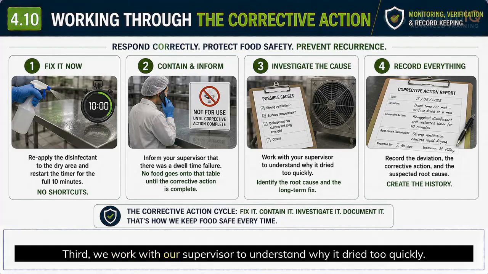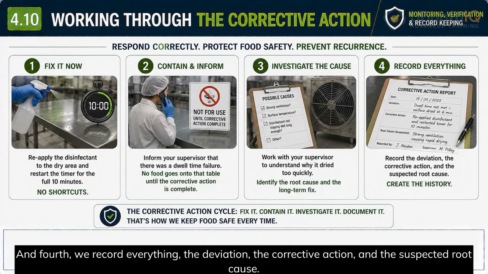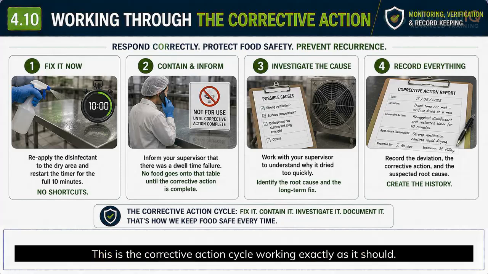Third, we work with our supervisor to understand why it dried too quickly. Maybe the ventilation in that area is too strong. If so, the long-term fix might be adjusting the airflow or switching to a disinfectant formulated to stay wet longer. And fourth, we record everything: the deviation, the corrective action, and the suspected root cause. This is the corrective action cycle working exactly as it should.